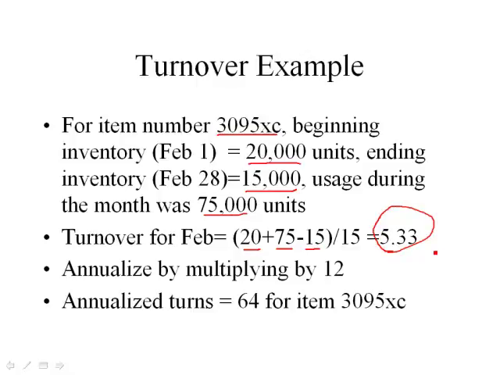turns. Now it's important to understand that inventory turnover is always calculated for a particular period of time. So this was 5.33 turns during February. We typically annualize these numbers. So to annualize a monthly number, we just multiply it by 12. So if we do that, we'll see that that works out to 64 turns for the year.